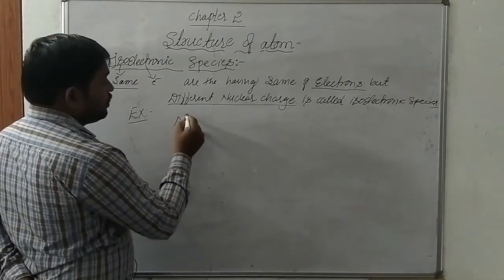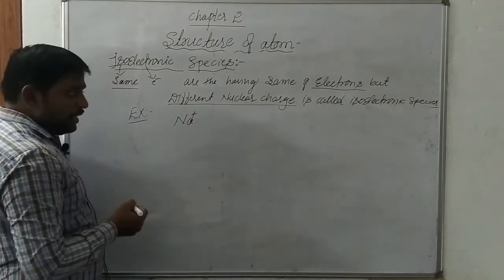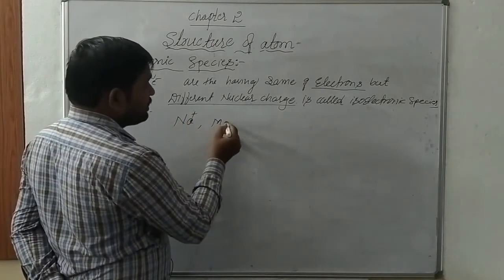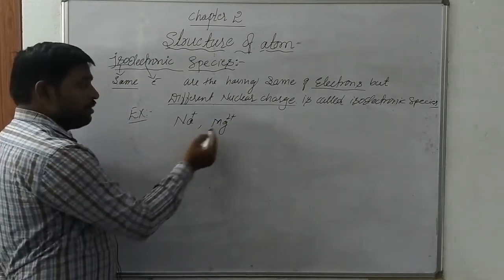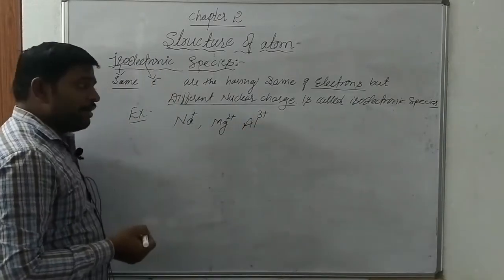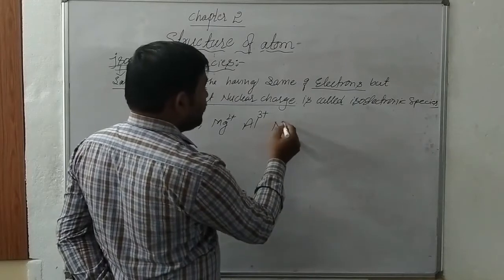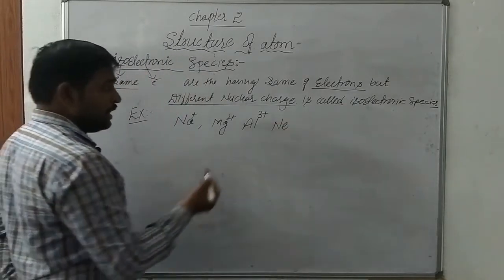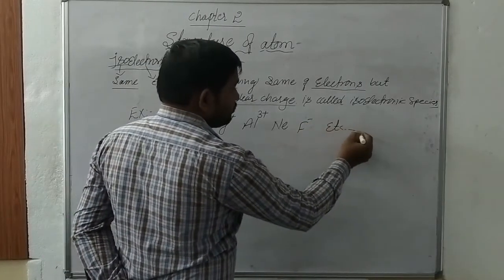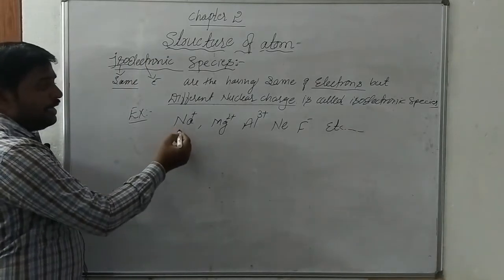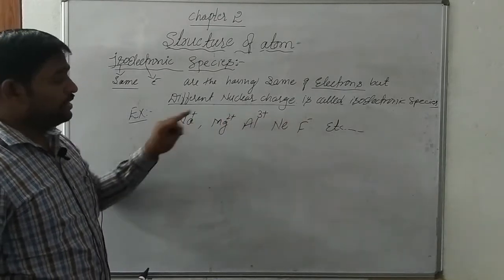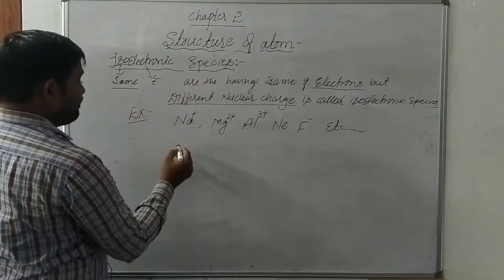For example, sodium is an ion which has 10 electrons but nuclear charge is +1, and magnesium has +2 charge, the number of electrons is 10 but nuclear charge is +2, and aluminium 3+ has 10 electrons, nuclear charge is 3+, and neon has 10 electrons, and fluoride has 10 electrons, etc. So here each of these species has the same number of electrons but different nuclear charge, and they are called isoelectronic species.